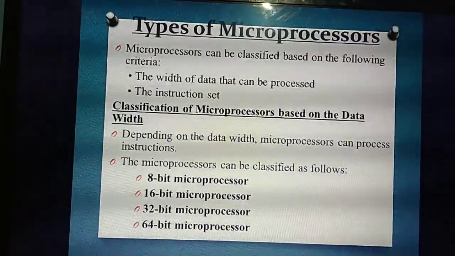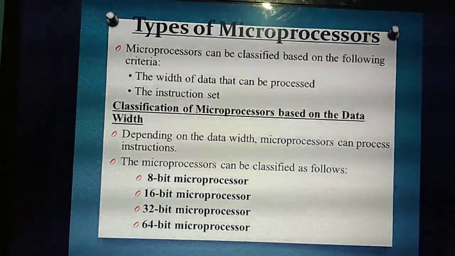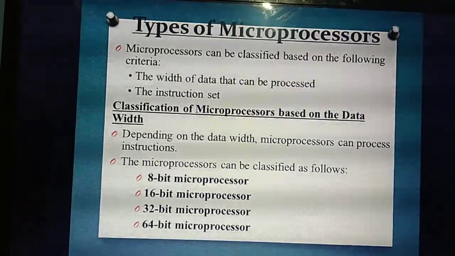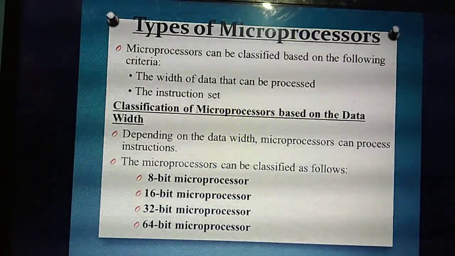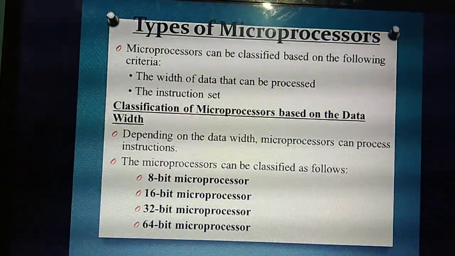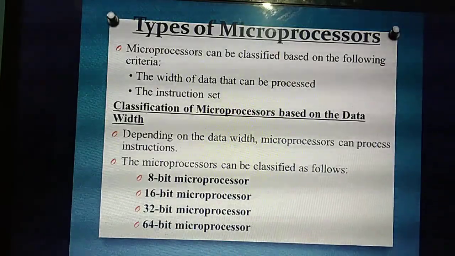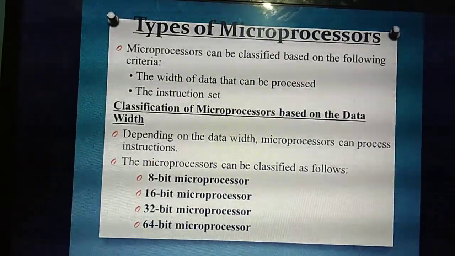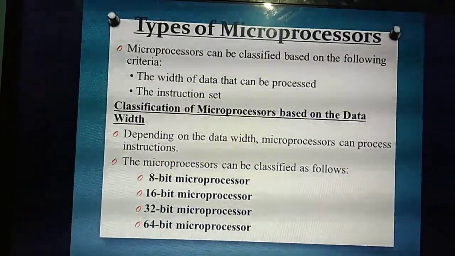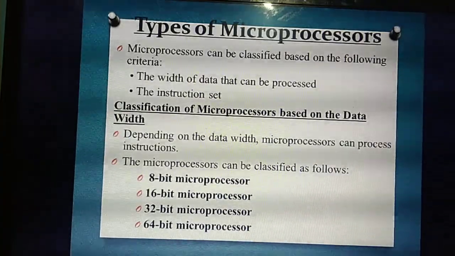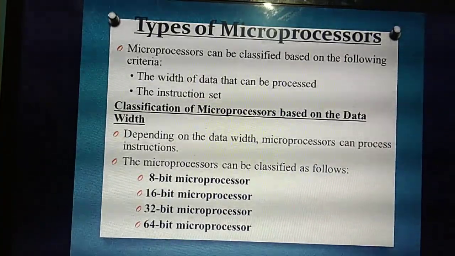Understand this one? Next we are going to study the types of microprocessor. A microprocessor can be classified based on two important criteria. What are they? First one, the bits of data that can be processed. What do you mean by bit? Bit means nothing but volume or capacity. That means how much storage capacity it can process, or how much capacity it can work with. That is the bits of data that can be processed.